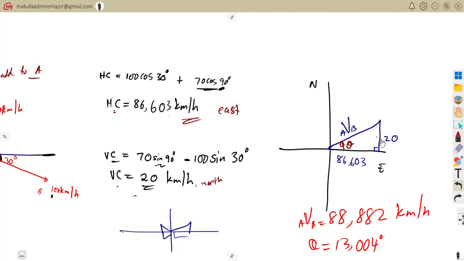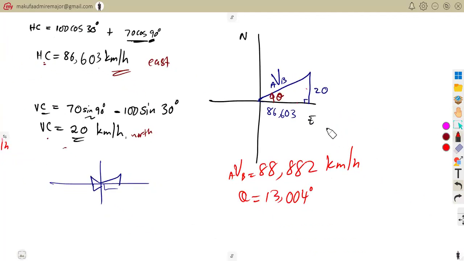So from where to where? East to north. So that is 13.004 degrees east to the north.